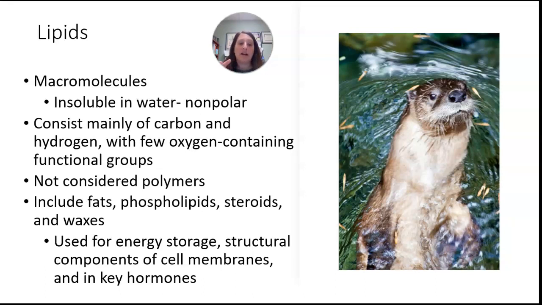Although there will be a few oxygen-containing functional groups, and we will see when we get to phospholipids that phospholipids even have a special group that actually gives polarity to the molecule. And so again, in general, lipids are nonpolar.